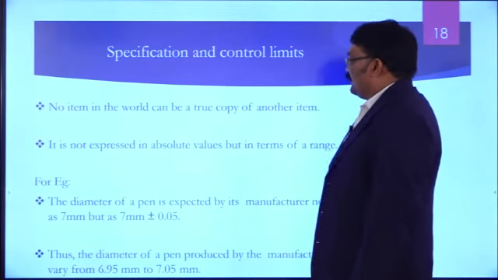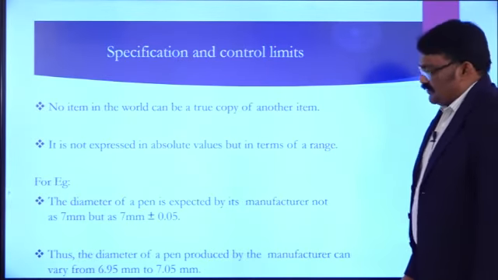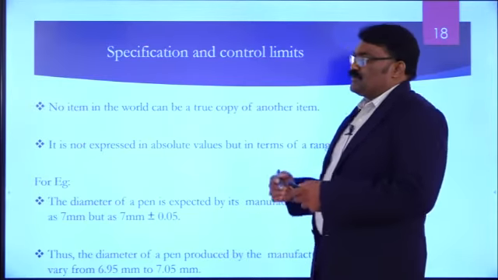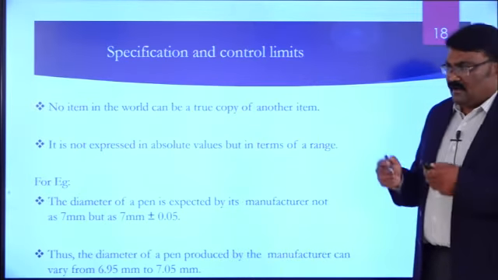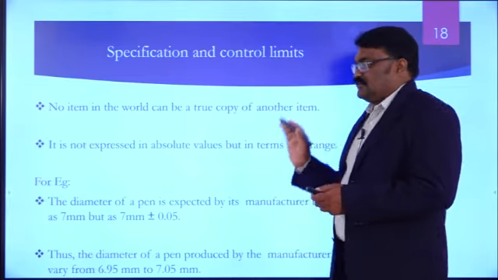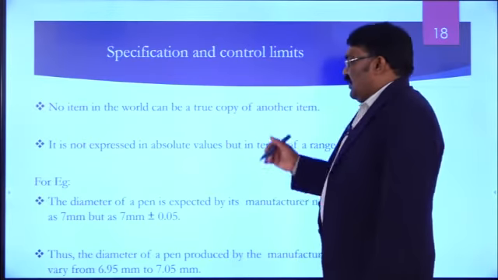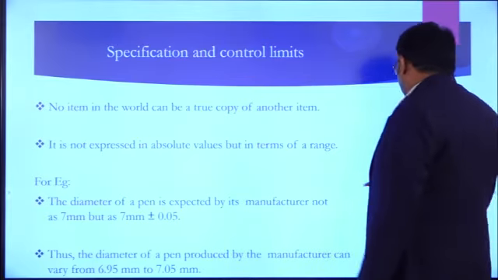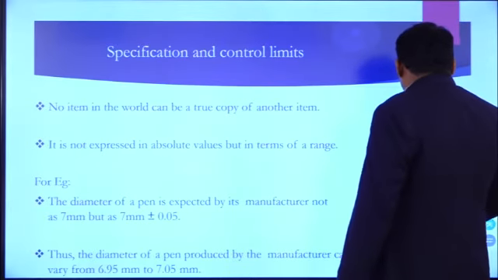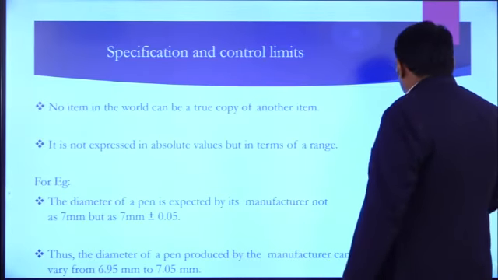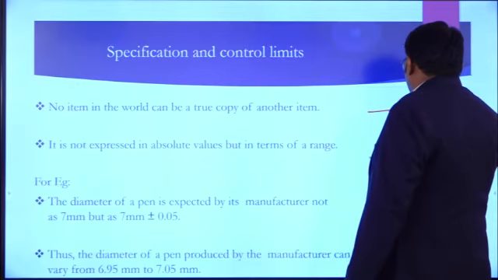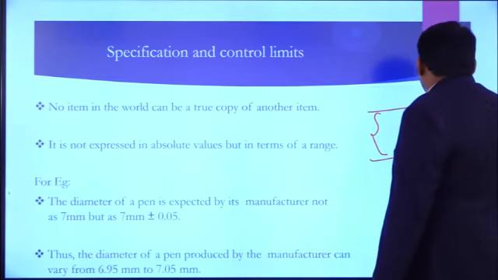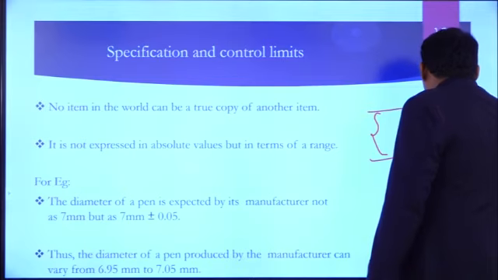Now, specification and control limits. No item in the world can be a true copy of another item. As said, the exact making of a similar product cannot be done. That is one point we need to understand. It is not expressed in absolute value, but in terms of range. That means we can make a similarity of the product in that range, and that range is nothing but between UCL and LCL.